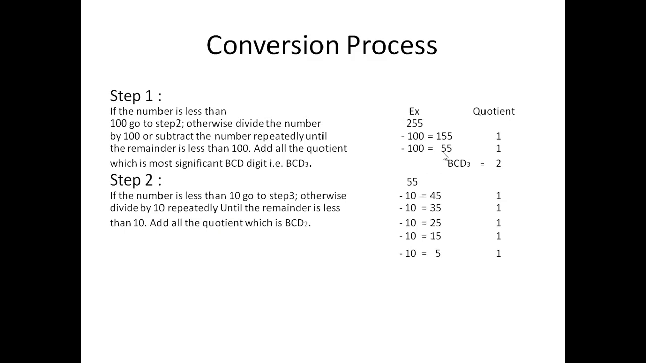So we have got 55. 55 minus 10 is 45. 45 minus 10 is 35. 35 minus 10 is 25. 25 minus 10 is 15. 15 minus 10 is 5. So it means there are 5 quotients.